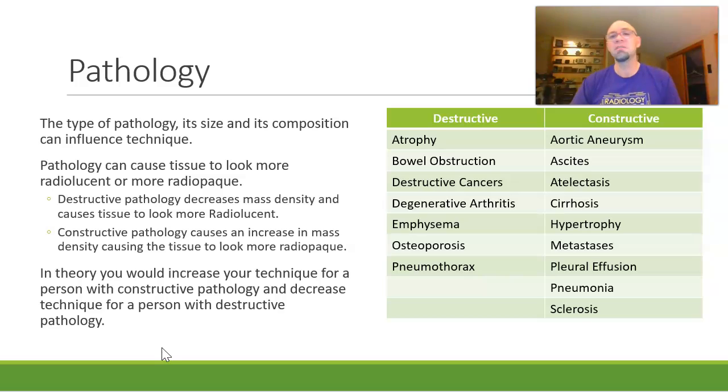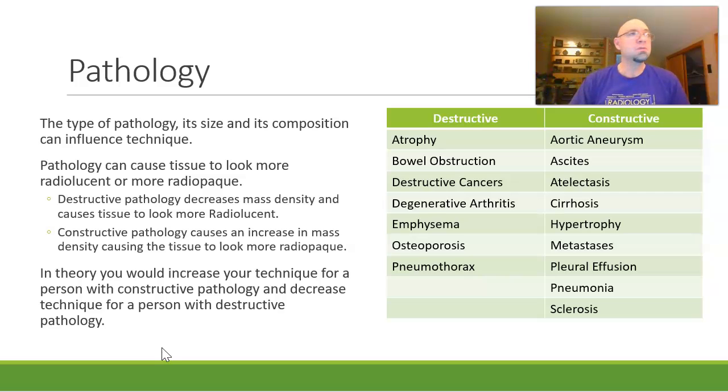So if a person has a bowel obstruction and they are filled with air, I'm expecting there to be a lot of darker grays in that person's abdomen. I'm not going to change technique because of that, but I just know that I'm going to see bowel loops. I'm going to see distension. I'm going to see a lot of air inside the lumen, and therefore it's going to be a little bit darker gray than the abdomen I did before this person.